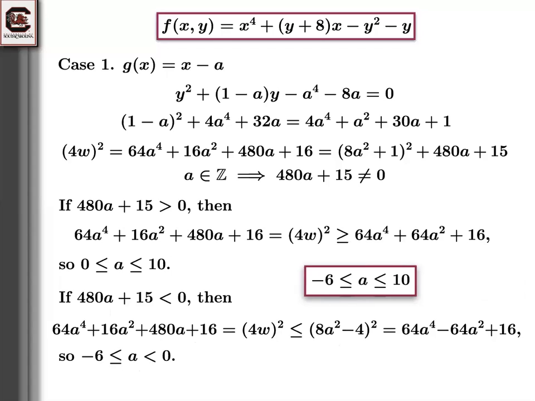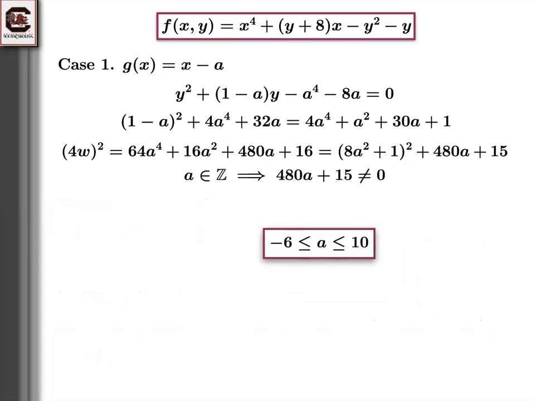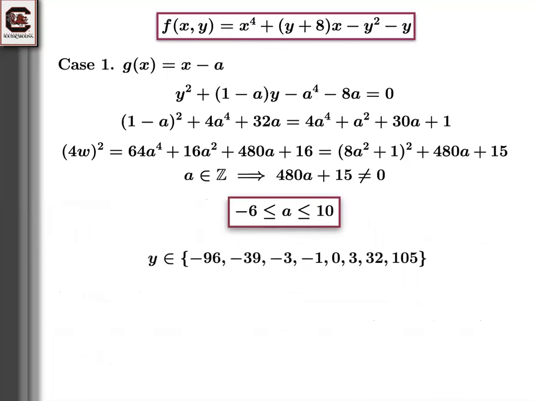So we end up with a being between minus 6 and 10. And now that we have that, we just go up here where we have an equation in y and a, and we just try each of the values of a and see what we get for y. We want y to be an integer, and you can plug those into here and see which one gives us the linear factor. So that takes care of the linear case. Again, when we do that, we get these y's. So again, that just came from plugging in these a's into here and seeing what happens with y.